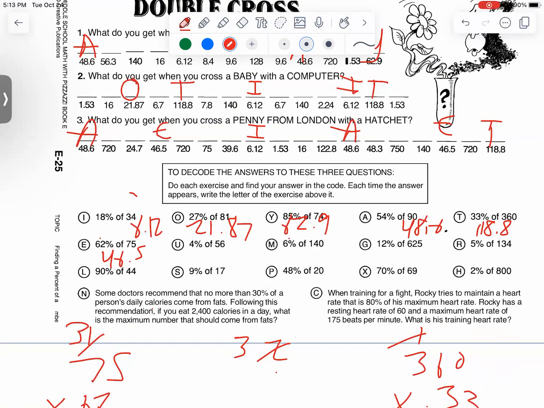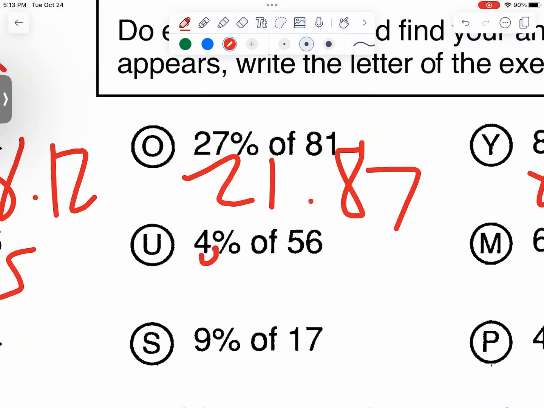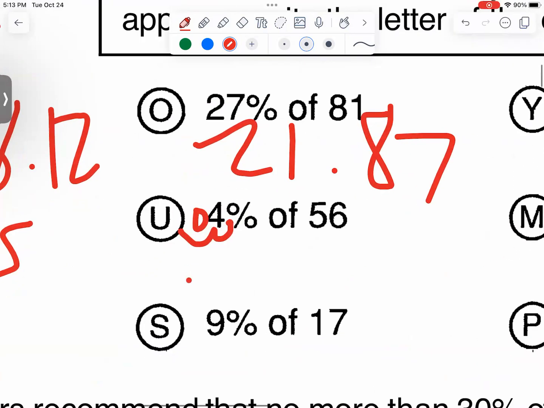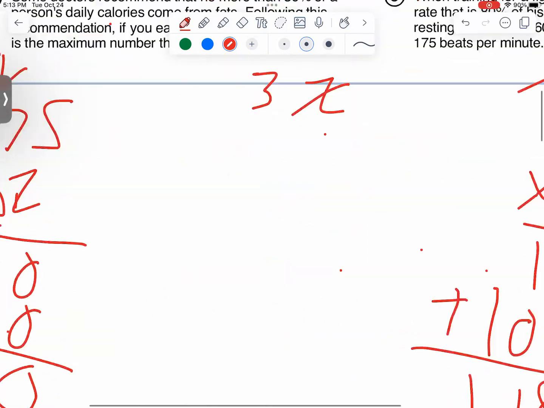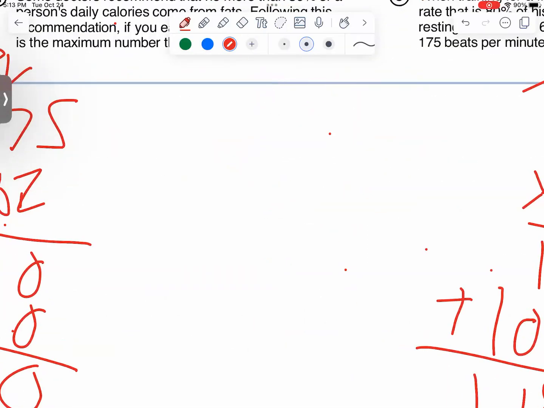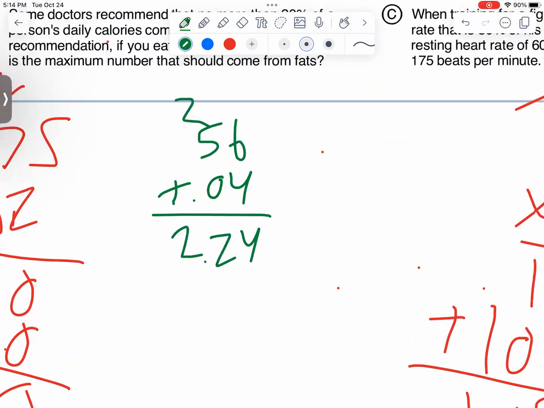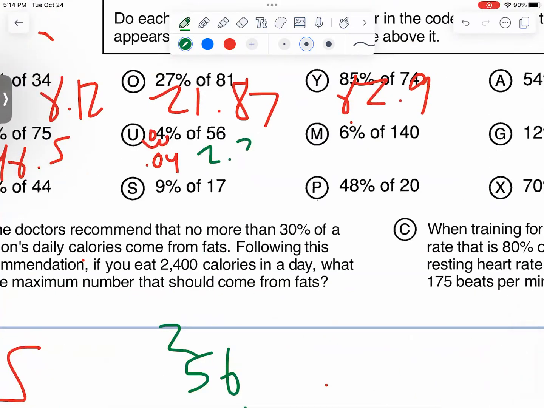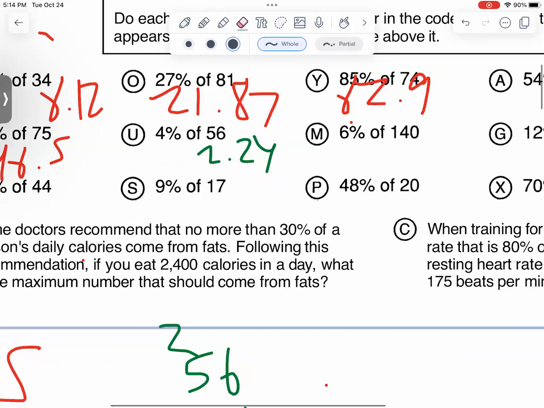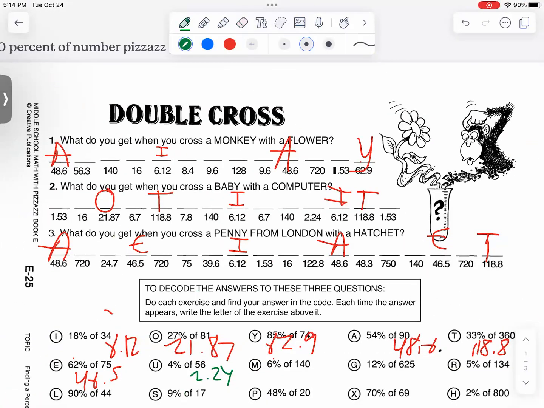Next one, we have 4%. So be careful with this one. We move it over 2, so that's 0.04. So 56 times 0.04. Okay. Now that's 24. That's 20. That's 22. 2 decimal places in the problem, so 2 in the answer. So we have 2.24 for U. All right, let's see, 2.24. Where are you? There you are. That's a U. My handwriting's bad. And I think that's the only one I see.